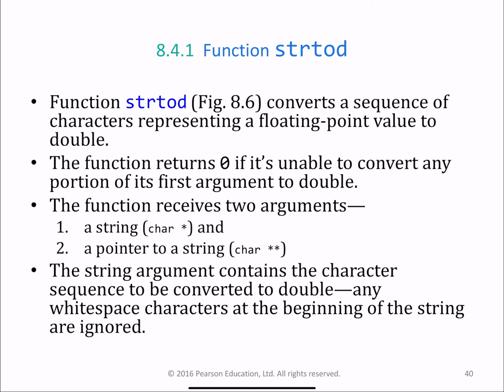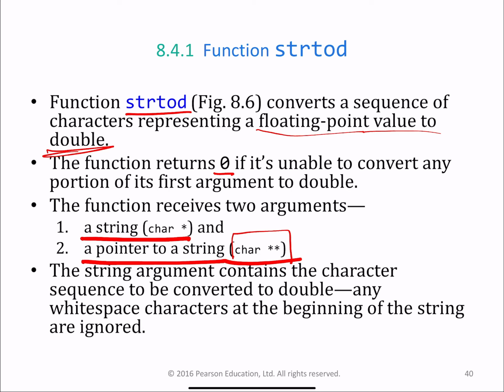Okay. So, like I said, function string to D converts a sequence of characters to a floating point, double precision floating point value. And it'll return a 0 if it is unable to make sense of the string that you're giving it. It has two arguments. First one is the string that you want to convert to a double. And the second one is a pointer to a string, specifically a pointer to some place inside a string. And for that, we use these two pointer operators, two asterisks.